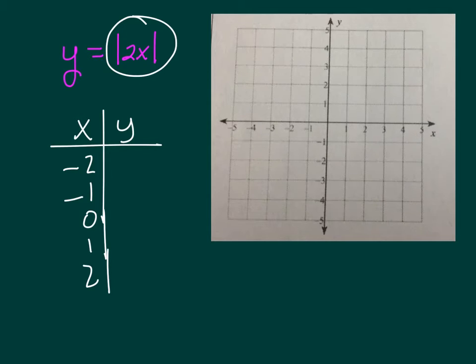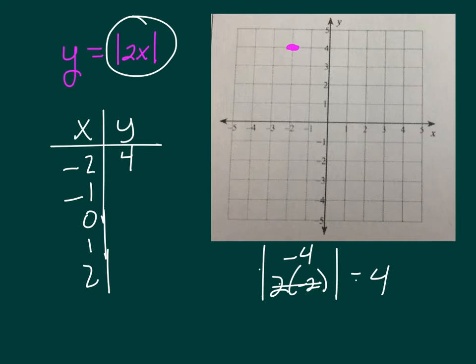When I plug that in, look what you end up getting. The absolute value of 2 times negative 2. We want the absolute value of that. Well, 2 times negative 2 is negative 4, and the absolute value of negative 4 is 4. So I can plot that point, negative 2, 4. So negative 2, positive 4 is up here.